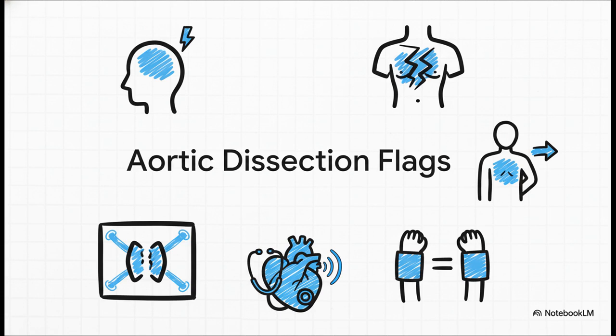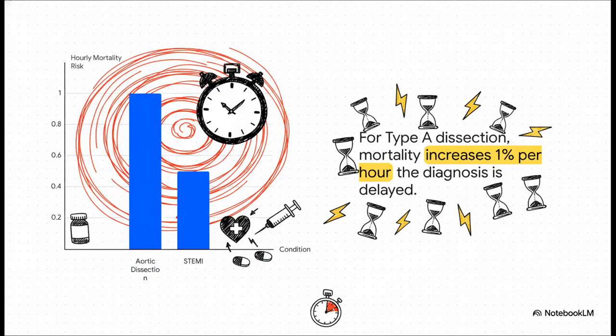That tearing or ripping pain, pain going to the back, a big difference in blood pressure between the arms, a brand new heart murmur, any one of these should make you slam on the mental brakes and think again. And here's why it's so incredibly urgent.